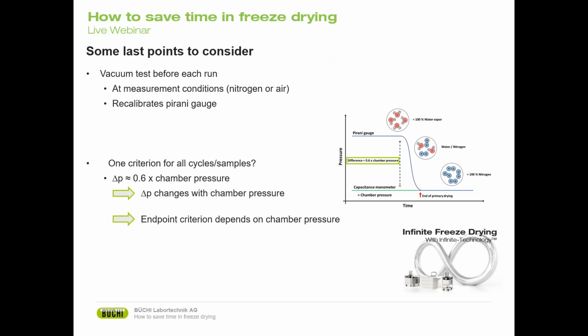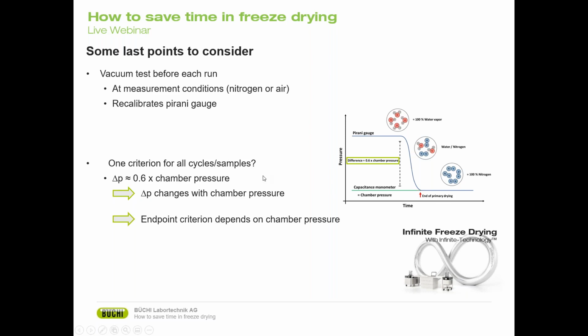Okay, so now we're almost at the end. That's the slide before the last one. So some last points to consider. Especially for the Büchi system, it's important to do a vacuum test before each run, because that recalibrates your Pirani gauge. Do that also at the drying conditions, so at pure nitrogen or air, so that later during drying, the Pirani gauge falls back into its calibrating conditions, as you can see here.